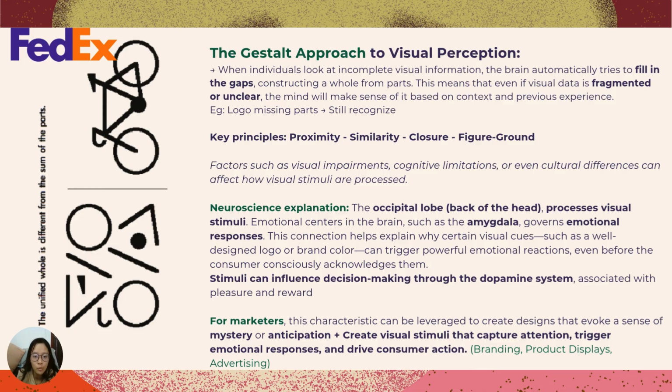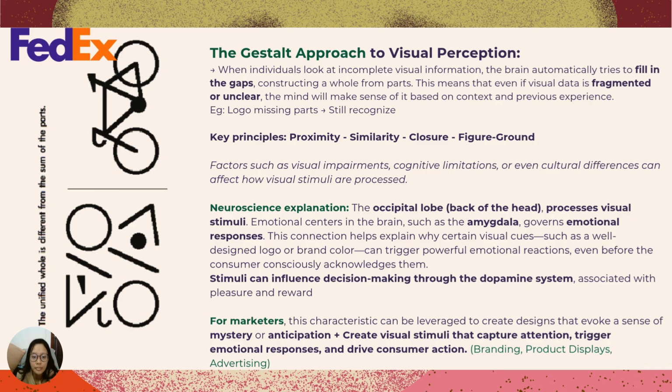And from a neurological standpoint, the process of visual perception is deeply intertwined with emotional and cognitive responses. The brain's occipital lobe is located at the back of the head. I will show you the image of the biological build later. The occipital lobe, located at the back of the head, processes the visual stimuli.